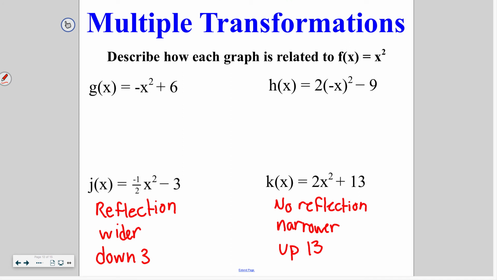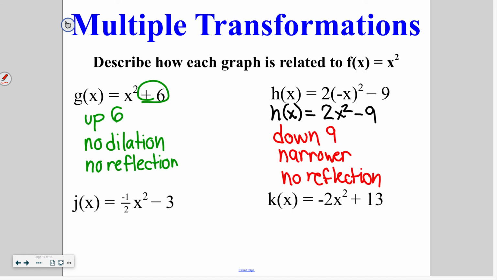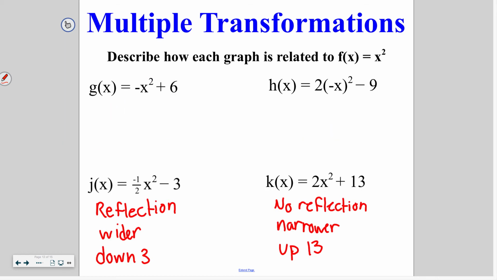J of x is a reflection, wider and down 3. K of x has no reflection, narrower, and up 13. If you notice, the order that I have here is different from the order I had on this first slide. It does not matter what order you list the transformations as long as you have all 3 elements.